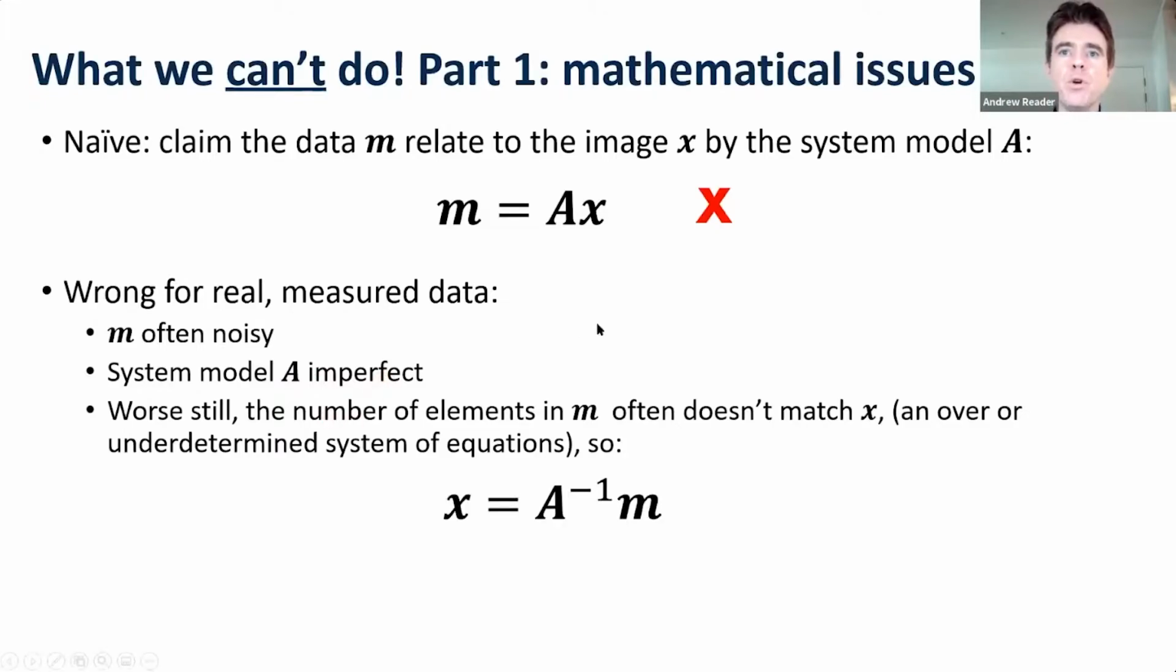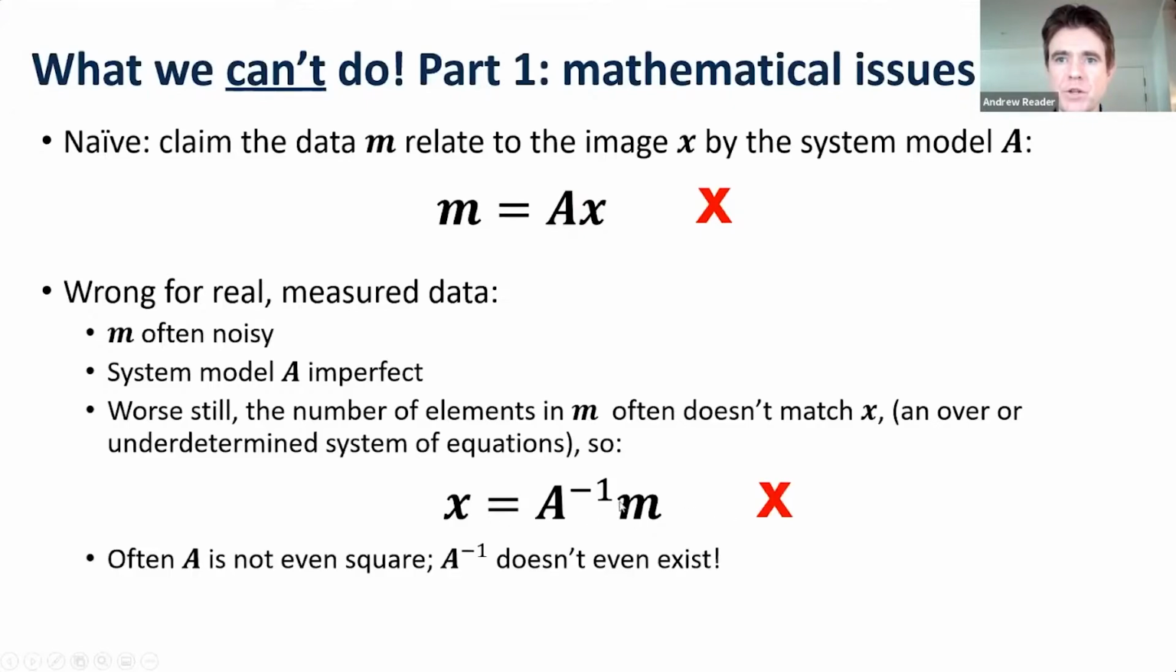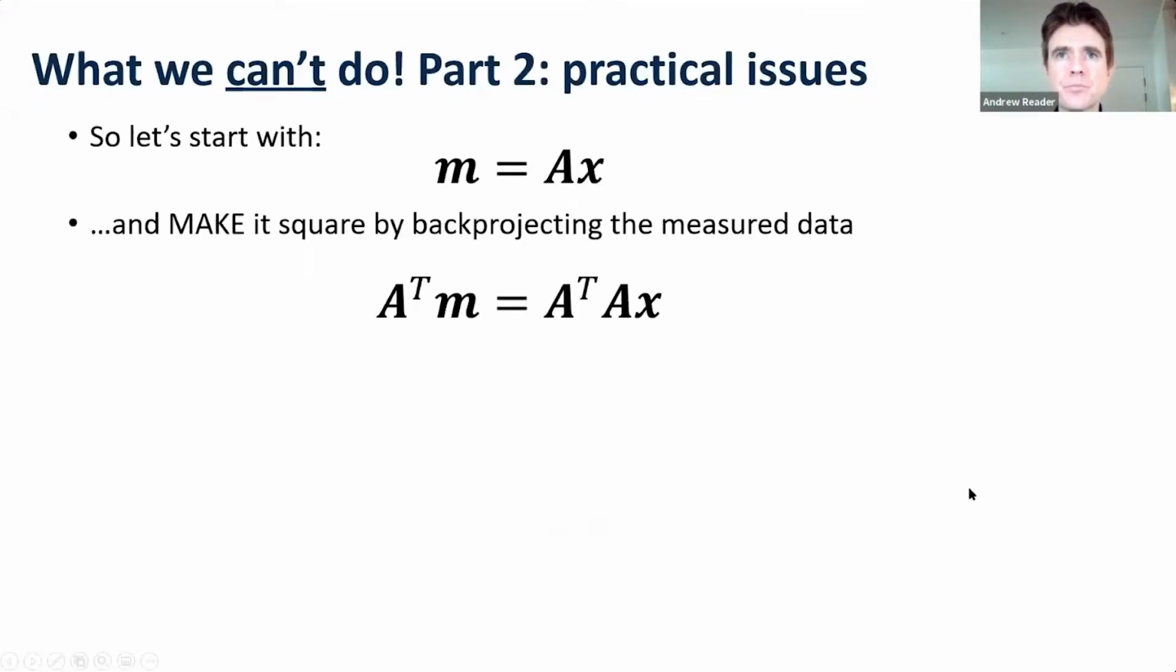And furthermore, it's really presumptuous to even assume that we could even do this, because the chances are that the matrix A won't even be square. We'll be dealing with either an underdetermined system, when we've got missing data, or an overdetermined system with 3D PET, in which case the matrix A isn't even square. So this kind of expression here, A inverse, doesn't even exist. So just to first of all clear out what we can't do mathematically.